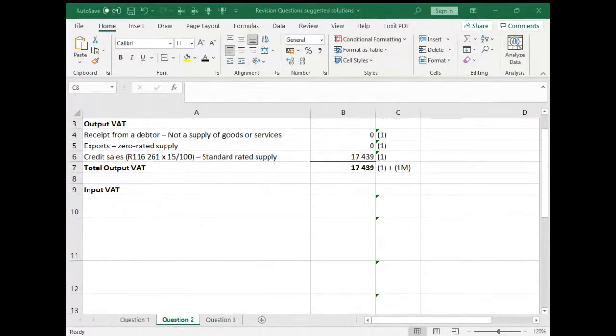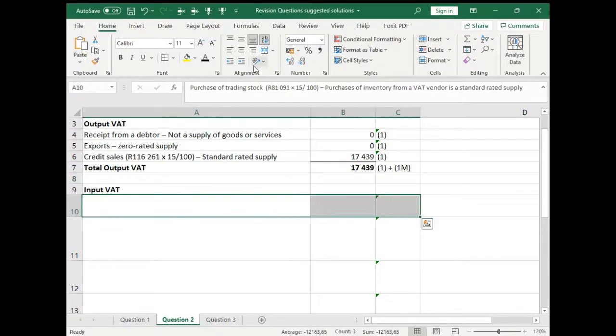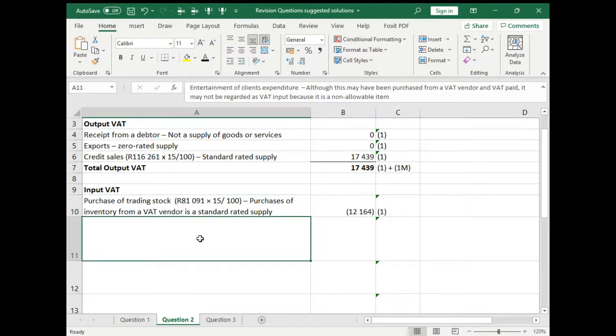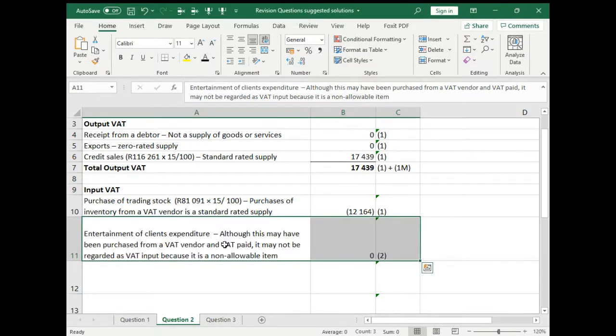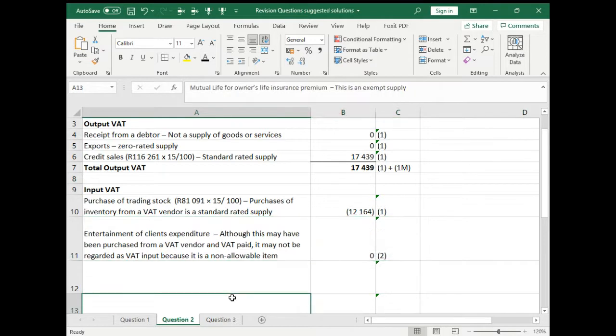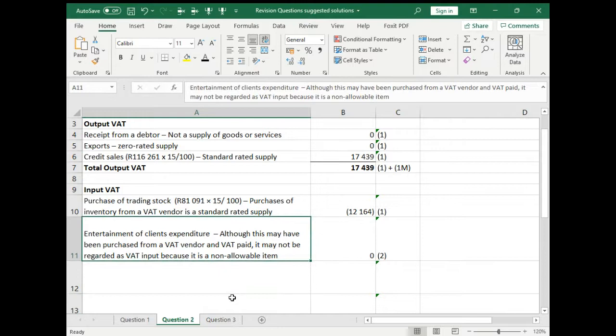So for the purchases of inventory, that is trading stock, so we would be allowed to claim the input VAT for that on 15%. Okay. Then the next item they had was entertainment of contestants. Now remember, entertainment expenses is prohibited. It is a non-allowable thing. So I've indicated here for you just so that you can see.